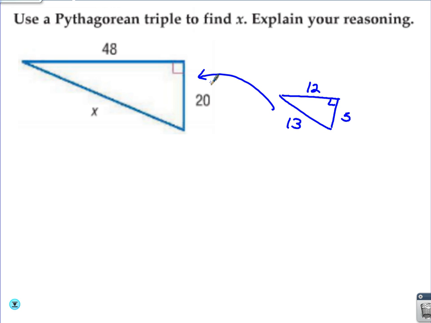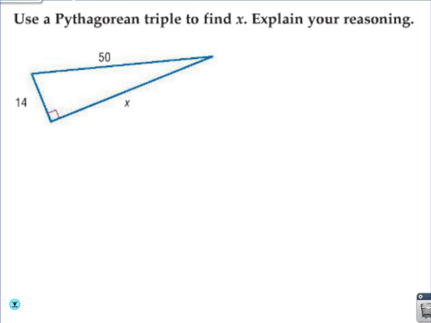To shrink it down, we divide it by 4. To blow it up, let's multiply by 4. So you'll get 20, 48, and 52. Could you do the Pythagorean Theorem on this problem and get the same answer? Yes. But I really don't want to do 48 squared and the square root of the huge number that's going to give you 52. It's just much easier this way. Shortcut.